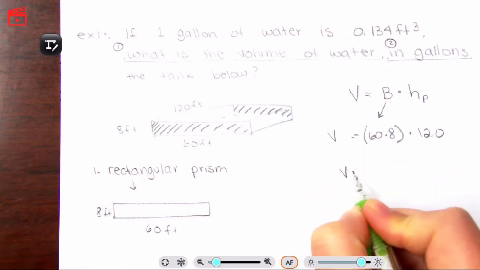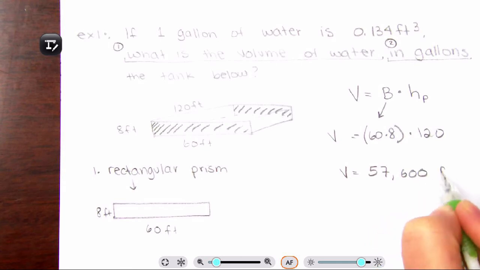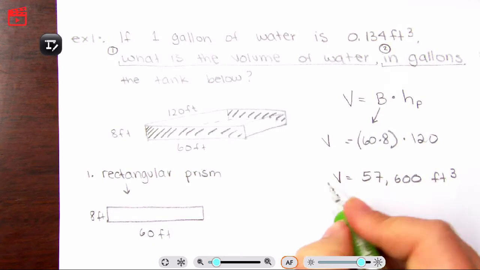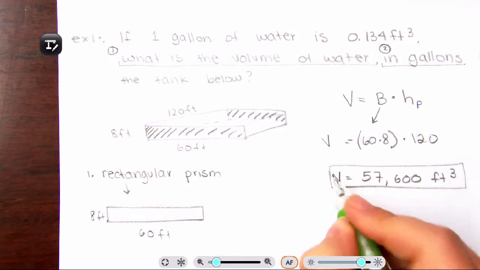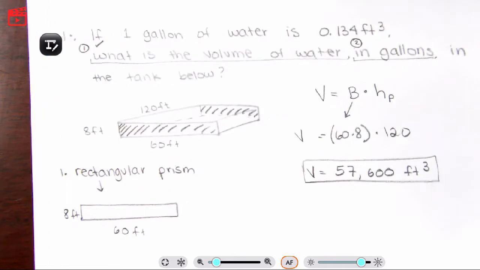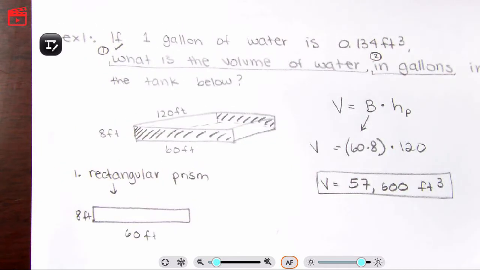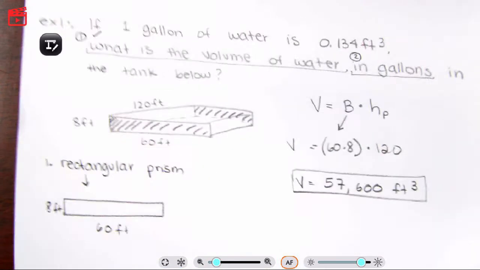So my volume is 57,600 feet cubed. So are we done? We found the volume. Yay! So we're done with part 1, but it's actually asking us for the answer in gallons. What do we have the answer in? Feet. So let's go ahead and change that up.